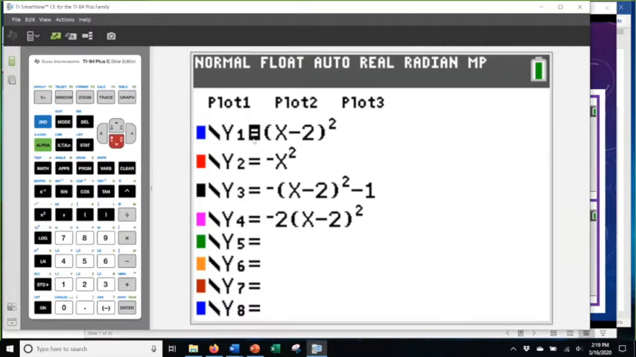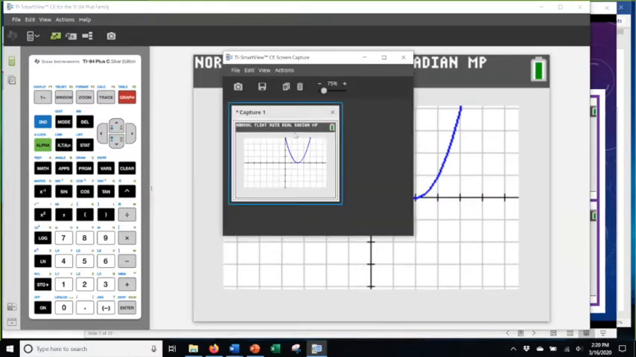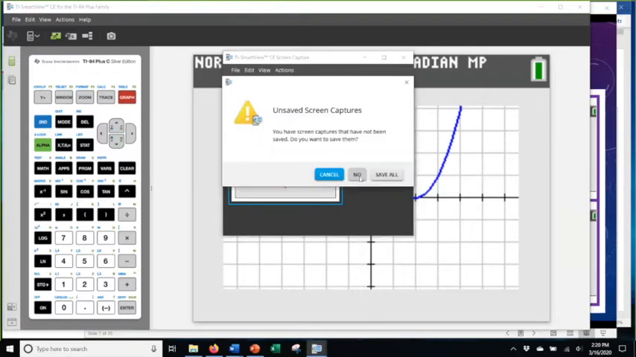You'll notice that only the first y1 has its equal sign highlighted. That means that that's the active function. So here is the graph. If you want to take a screenshot, you hit this camera icon up here, click on that, and then you can save it, you can copy it, put it in a test or in a worksheet for students. So there's lots of things that you can do with that screenshot.